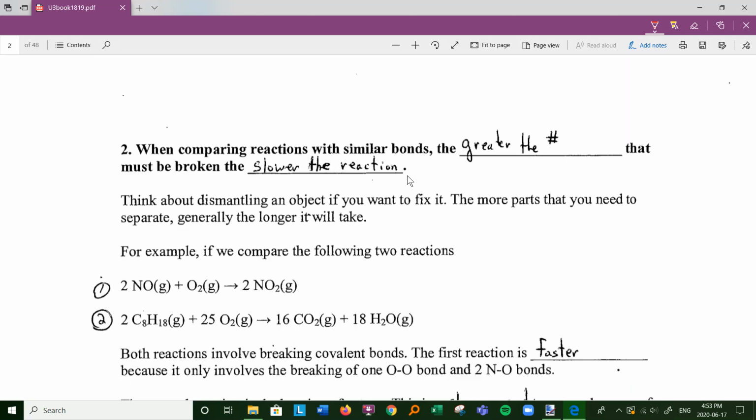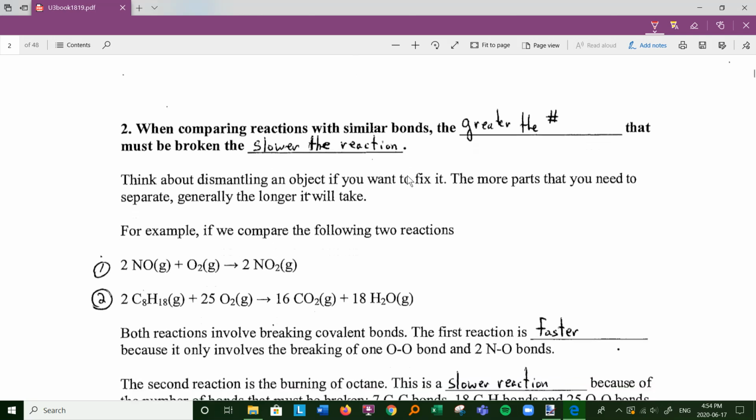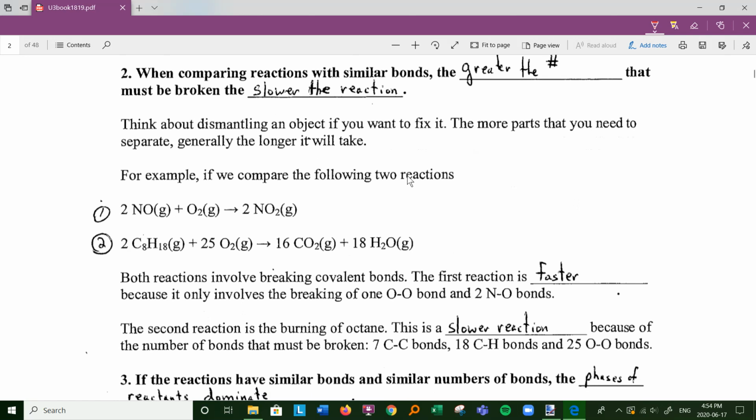When comparing reactions with similar bonds, the greater the number that have to be broken, the slower the reaction. Think about dismantling an object. If you want to fix it, the more parts that you need to separate, generally the longer it will take. I like to think of it as Legos. Let's say your little sister took your Legos and built this big dollhouse or something with it. Then you wanted to build a Star Wars fighter pilot thingy. You'd first have to break apart all her dollhouse and then build it. But if you were just starting from fresh, it'll be faster.